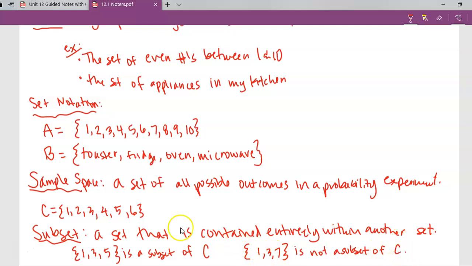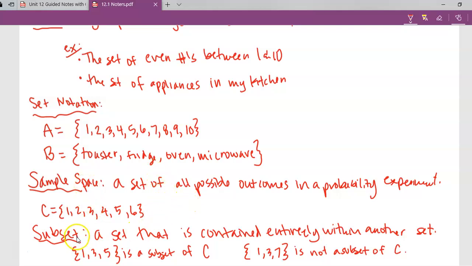Okay, this can't be a subset of C because 1 and 3 are in C, but 7 is not. So because 7 is not in C, then {1, 3, 7} is not a subset of C. So it's basically just a smaller set within the other set. In order to check if it's a subset, you would have to see if every number that's in our new set is also in the sample space, or the bigger set, whatever that is.